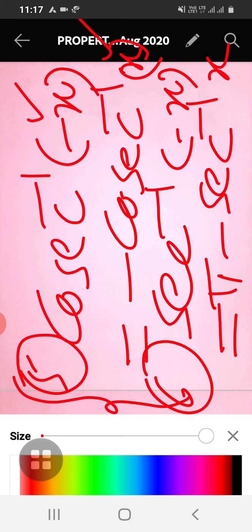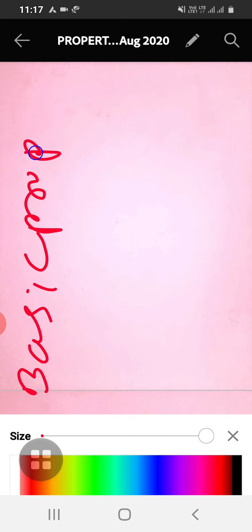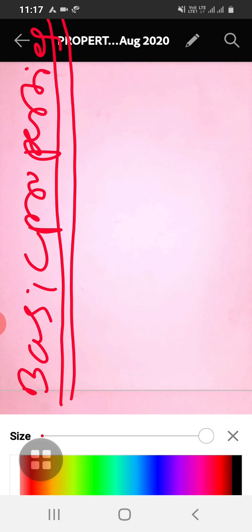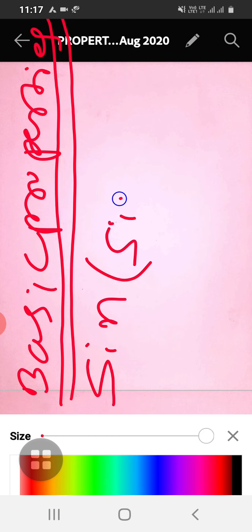Then some other basic properties. Let us consider some other basic properties. You don't have to prove these, simply write down the list here. See what it says. Sine of sine inverse x, you can write that as only x.